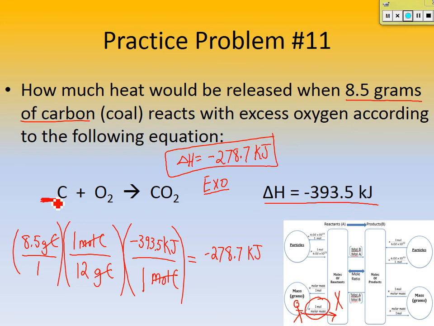Okay, another thing I hope that you're realizing is, if 1 mole of carbon released negative 393.5 kilojoules, how come we didn't really release as much heat here? And I hope that you're understanding, because we didn't have 1 mole, we had only 8.5 grams, and 1 mole is 12 grams. So because we had less of it, it's not going to release as much heat as 1 mole.